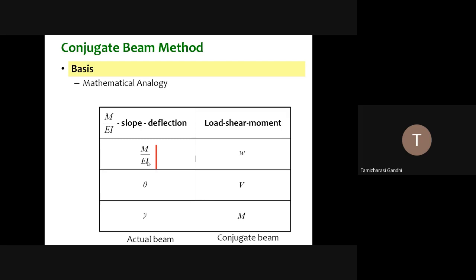So let me clearly tell you. I am going to calculate the bending moment diagram of the given actual beam, convert it into the M by EI diagram, that is nothing but your curvature diagram, and apply it as a loading to the conjugate beam. If you calculate the shear force from the conjugate beam, that represents the required slope. If you calculate the bending moment from the conjugate beam, that represents the displacement. It is reversible.